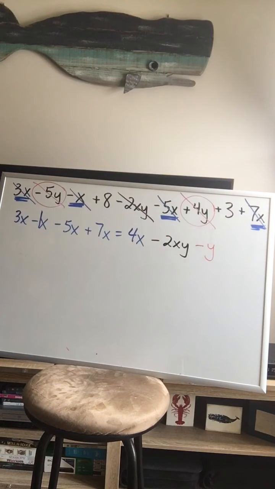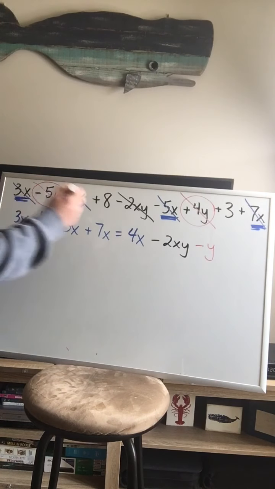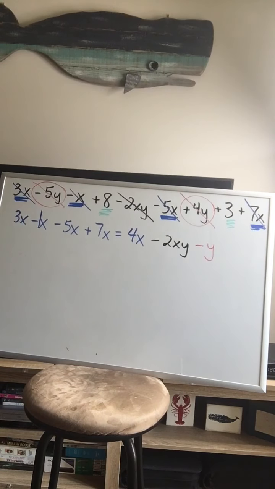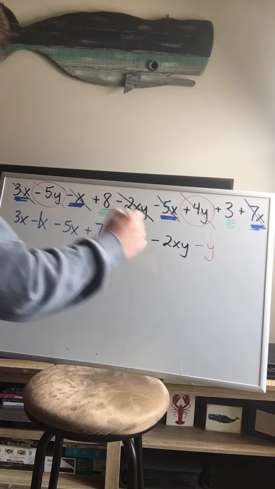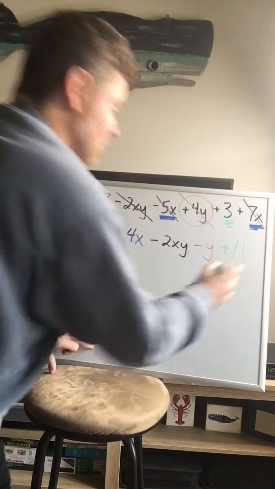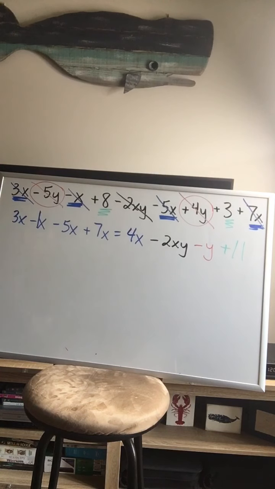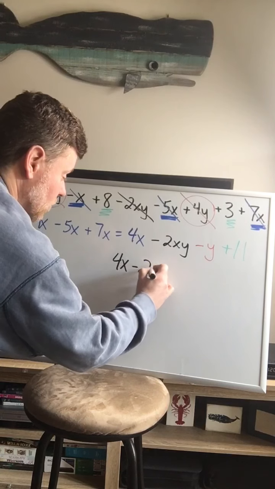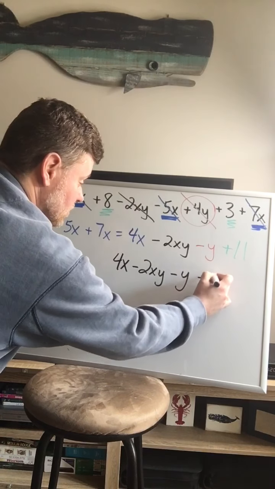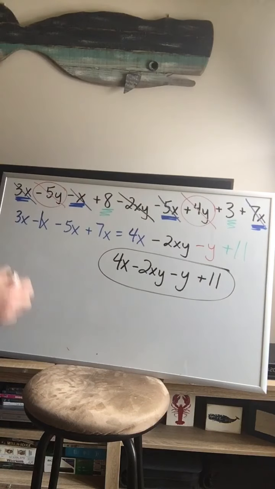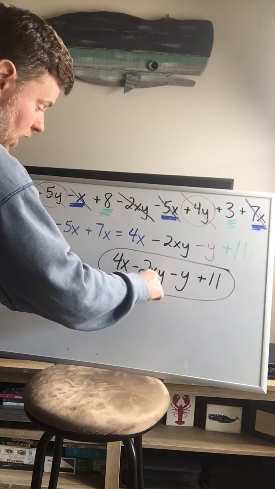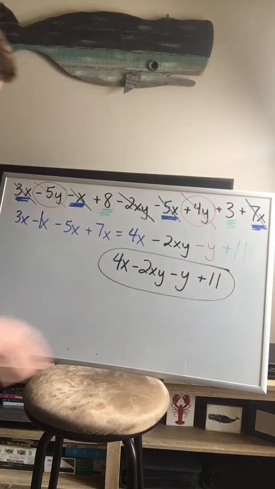Now the only things left up there are this 8 and this 3, the constants, and those can go together as well. So 8 plus 3 makes 11. So my final polynomial is 4x minus 2xy minus y plus 11. That's my final polynomial after I've combined all the like terms. I can't put any of these together. x is different than xy, which is different than y, which is different than the constant.